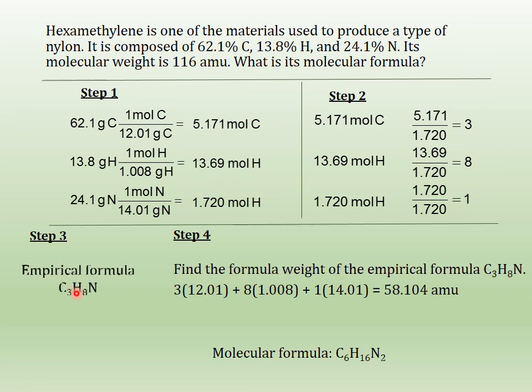So your step number 3 is your empirical formula, which is C3H8N. After finding out the moles and the mole ratio, you find the weight of the empirical formula, and that is 58. Your molecular weight is 116, so you do the division, and that is 2. 116 divided by 58 is 2, which means that you take your entire formula and you multiply that by 2. So it gives you C6H16N2.